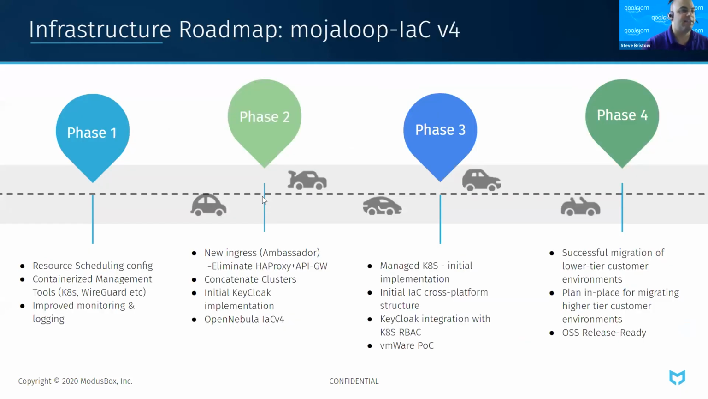So phasing for IAC version 4. The resource scheduling, container management, and so on and so forth are all things we'd like to cross early on. We're already working on the new ingress, but we believe there's a bit of work to get there, so we hope to complete by phase 2, which will allow us to concatenate the clusters and start using Keycloak to manage those identities. We also hope to start delivering IAC on OpenNebula at that point.